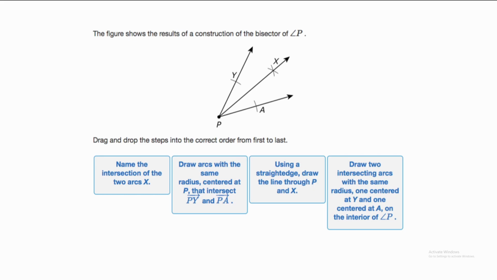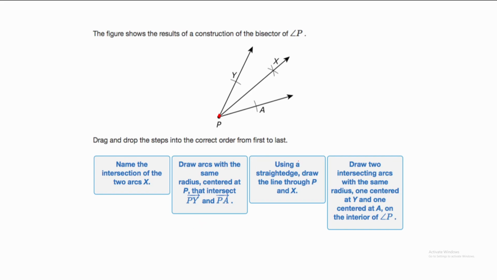Next up, the figure shows a construction of the angle bisector for angle P. We get this construction. It says drag and drop the correct order first to last, right? We can't drag and drop, so we're just going to number them. The first one says name the intersection of the two arcs X. This can't be number one because we haven't created any arcs yet. Draw arcs with the same radius centered at P that intersect PY and PA. That might be number one.